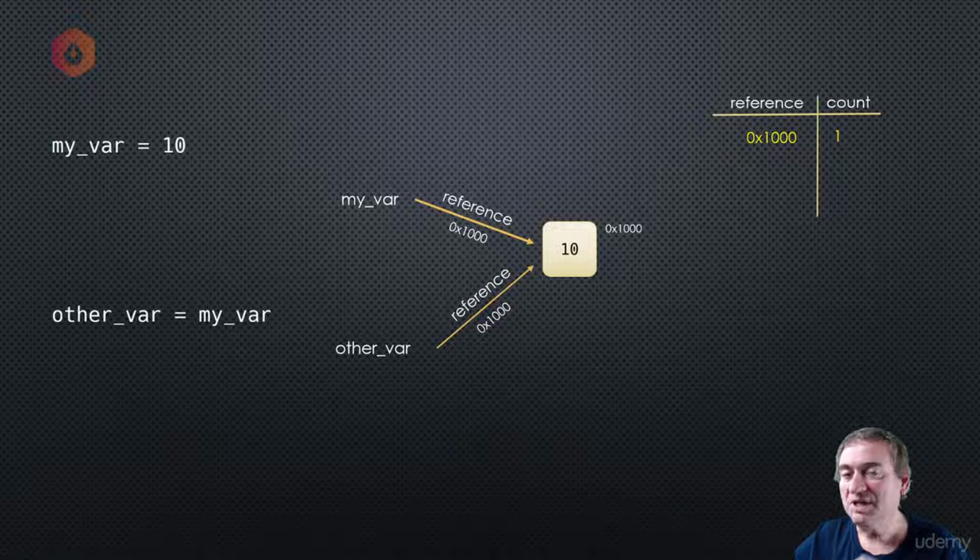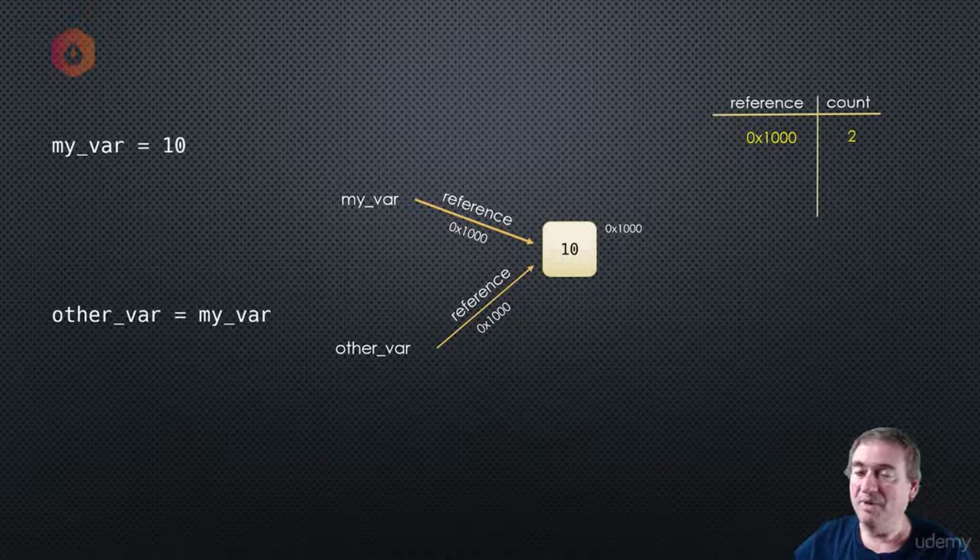We do not have two separate objects of value 10 where my_var points to one and other_var points to another one. No, when we say other_var = my_var, we're actually sharing the reference. And so the counter in this case will go up to 2, right? So the reference count is now 2.